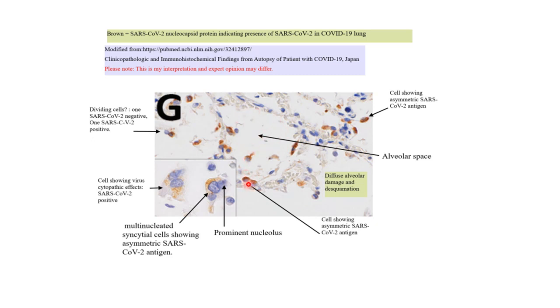Some more cells showing asymmetric SARS-CoV-2 antigen. What is happening here? Is this a cell dividing? One cell is SARS-CoV-2 positive and another cell is negative, or it could be something else. Notice SARS-CoV-2 on one side of this multinucleate cell. Notice a prominent nucleolus in this nucleus.